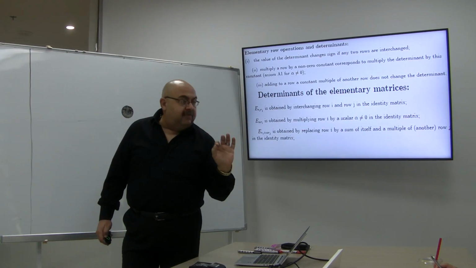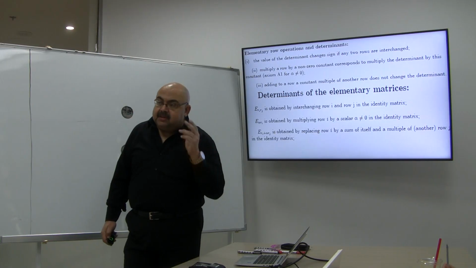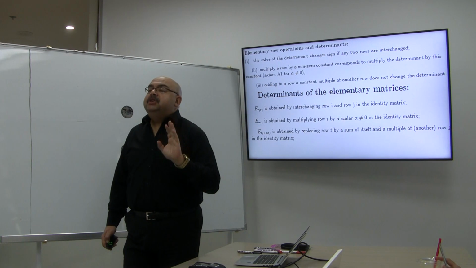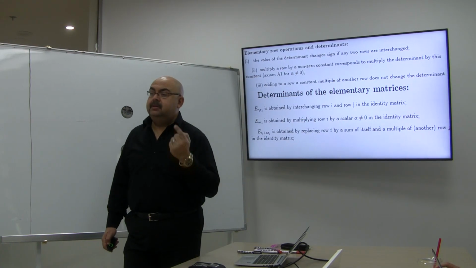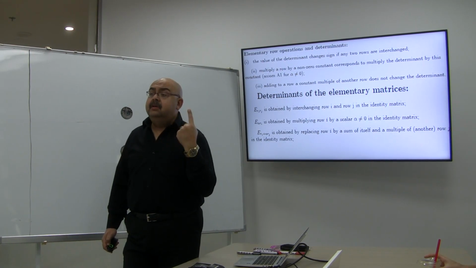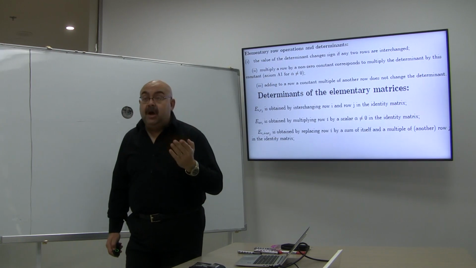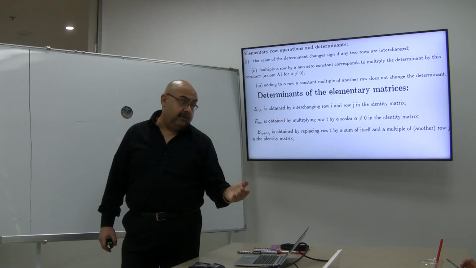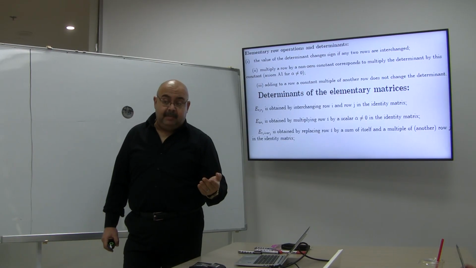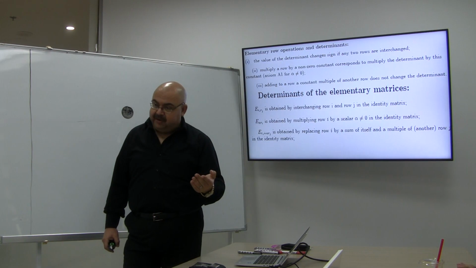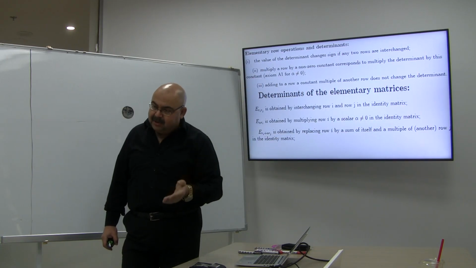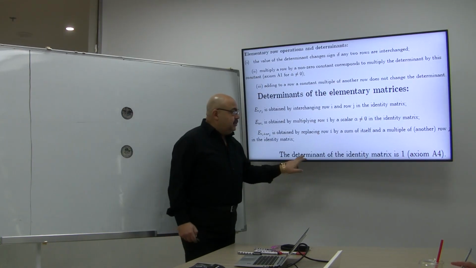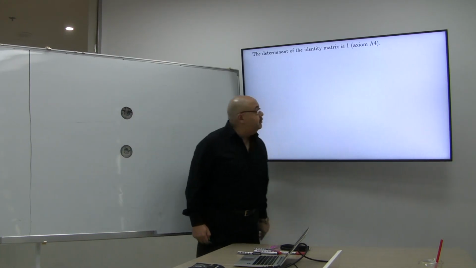What's the value of a unit matrix? The determinant of a unit matrix. Any ideas? Omar, the determinant of the elementary matrix, 2 by 2. What's the value of the determinant? 1. 3 by 3? 1. 4 by 4? 1. Why? Because it's a diagonal matrix, all the elements are 1, so we know from the previous lecture that for any diagonal matrix, if you want to evaluate its determinant, it's really very simple. All you have to do is multiply the elements on the principal diagonal. Okay, very good. The determinant of the identity matrix is equal to 1. This is axiom number 4.